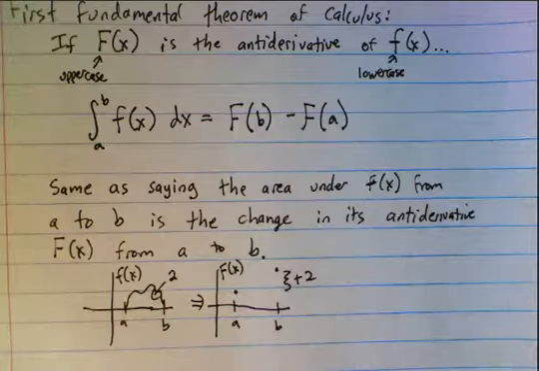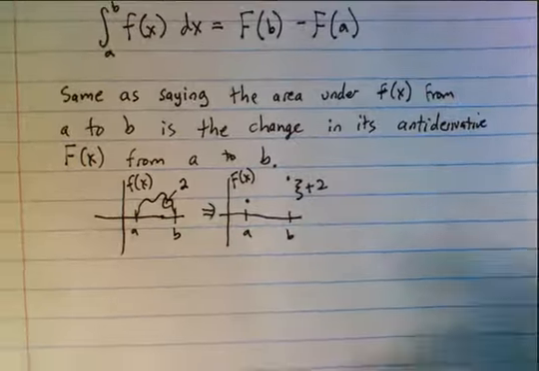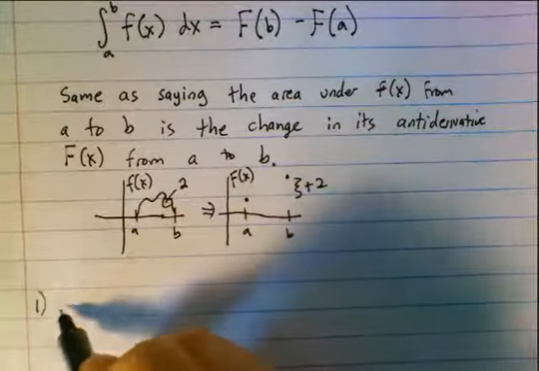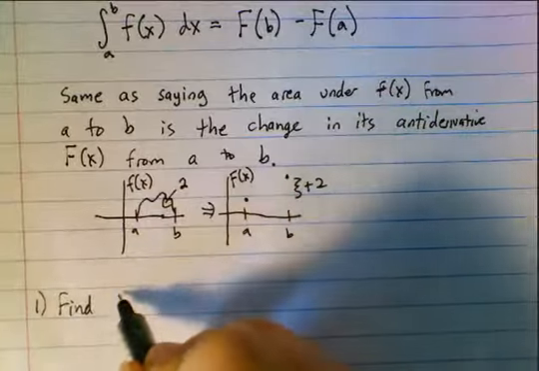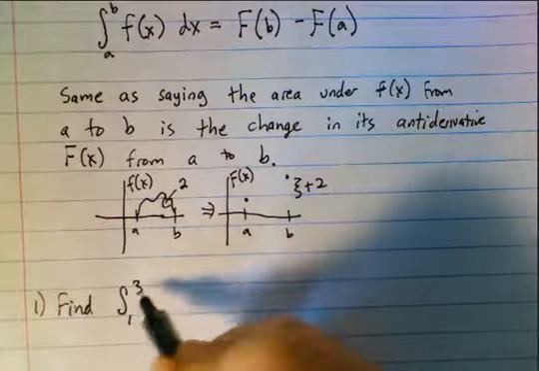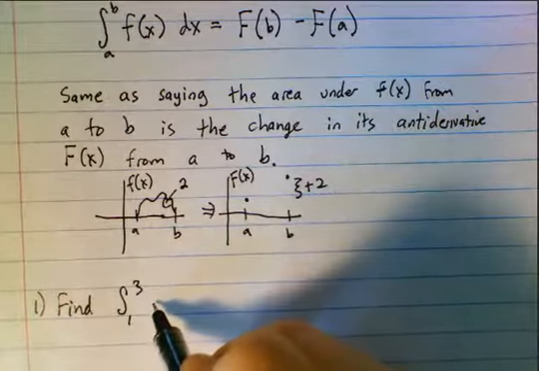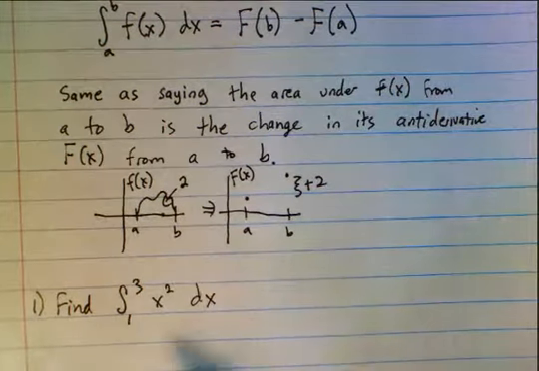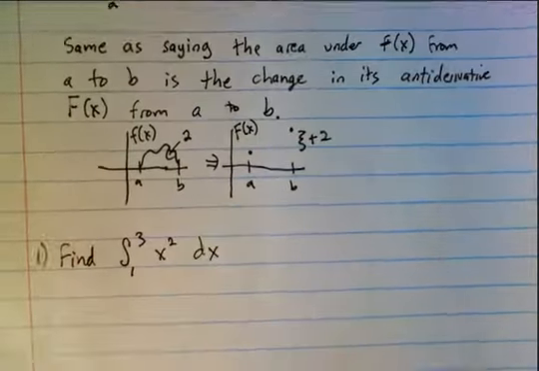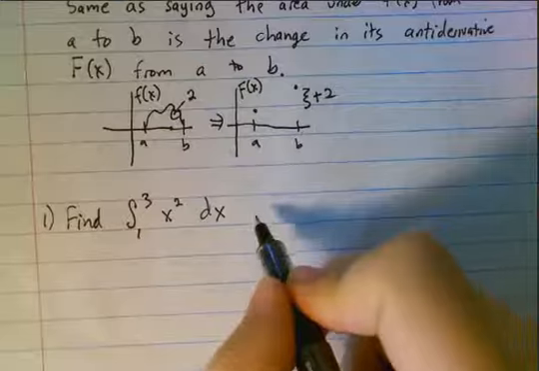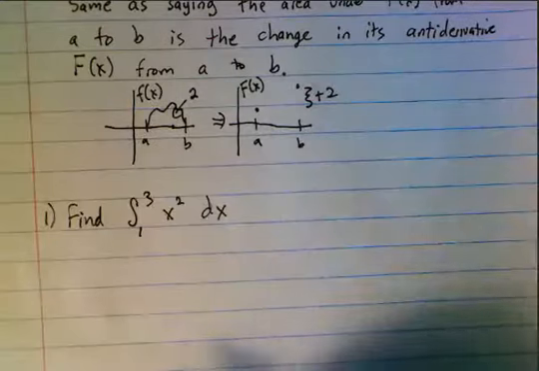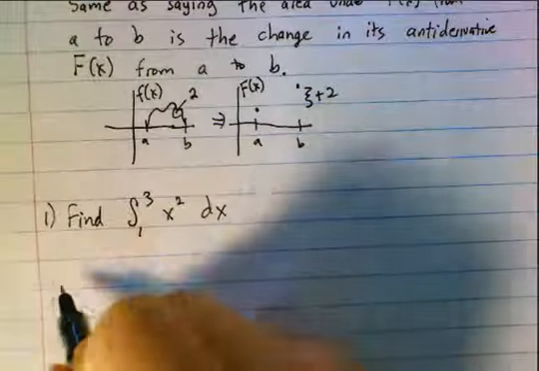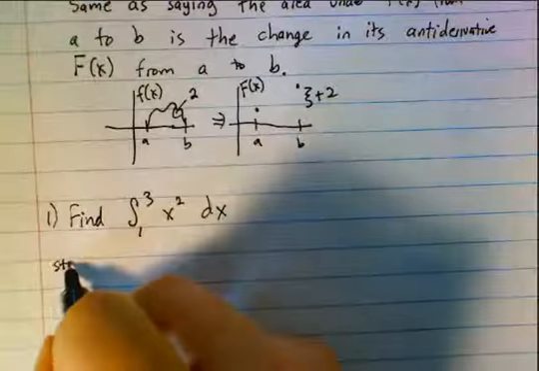So what we're going to be seeing now are problems similar to ones we were doing with Riemann sums. So let's say find the antiderivative, or the integral from 1 to 3 of x squared dx. Except now instead of estimating it using Riemann sums, we're going to find the exact value. So I'm going to write out some steps for how we're going to do these problems. They're the same always.